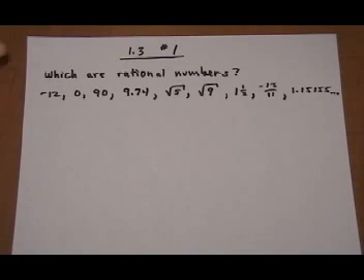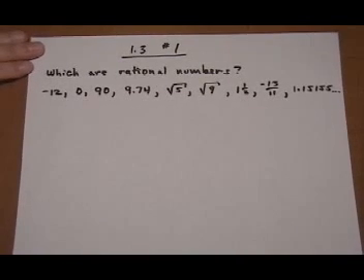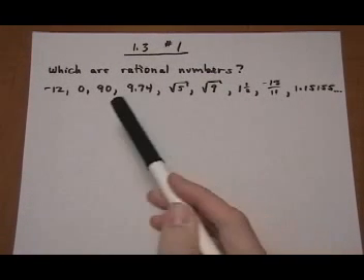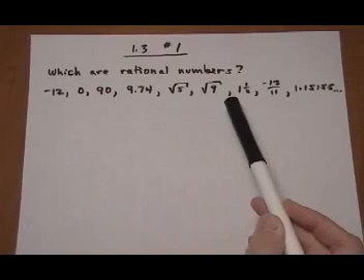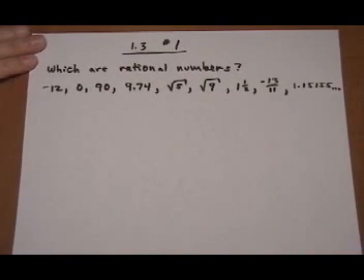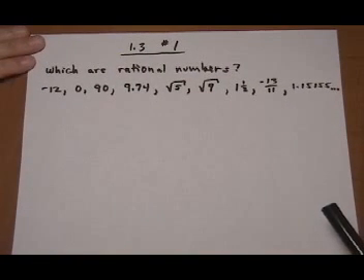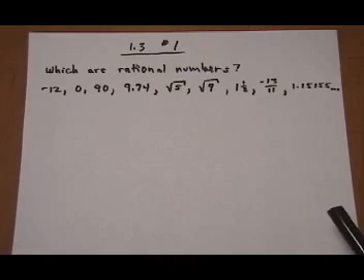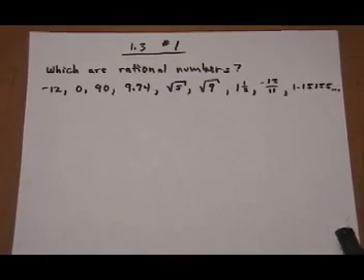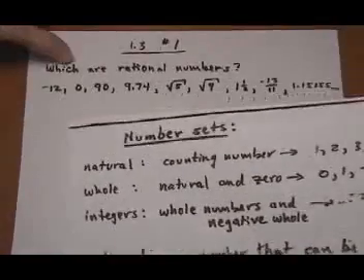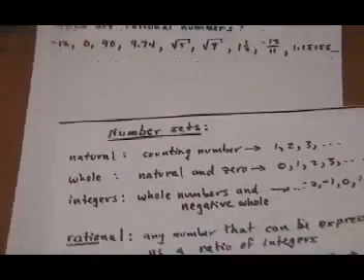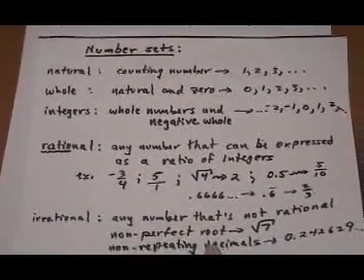Section 1.3, number 1. Here we're asked to figure out which numbers from the following list are rational numbers. So before we do that, let's talk a little bit about the different number types to choose from, because this problem messes up a lot of students, so I want to make sure you're all pretty clear on what the number sets are in the first place.